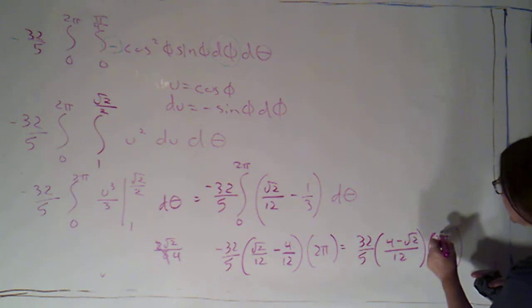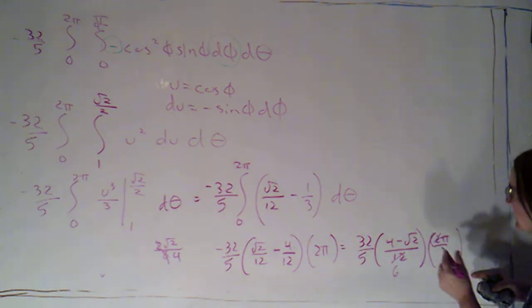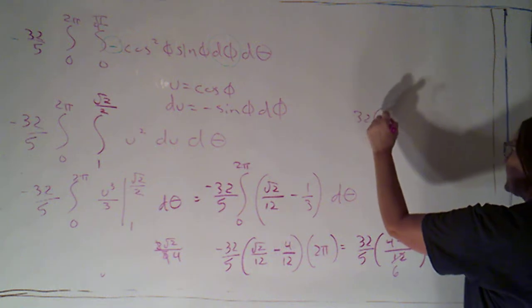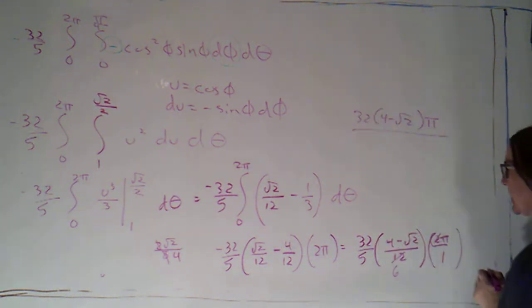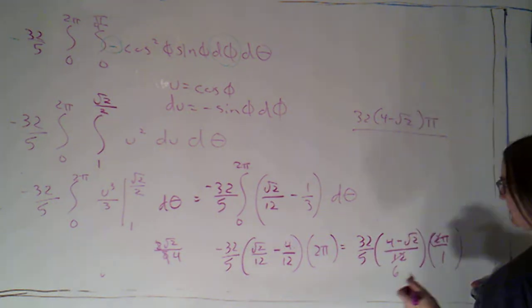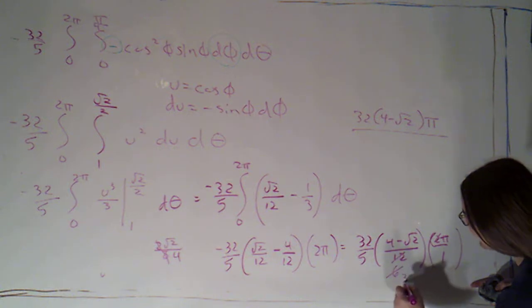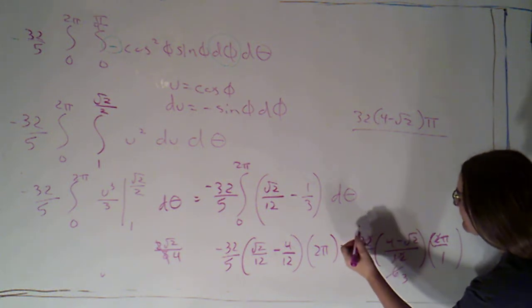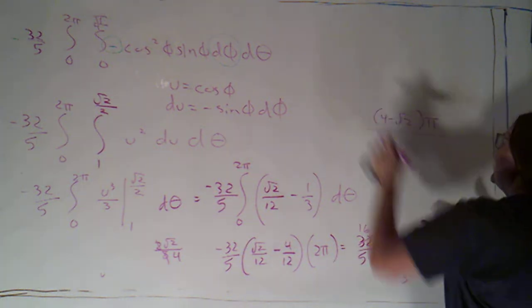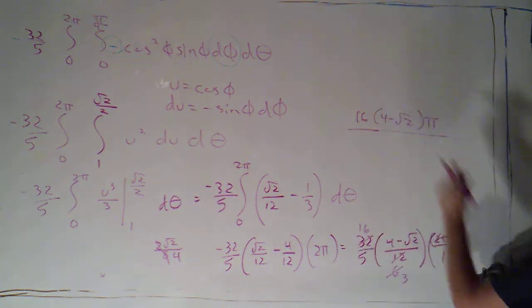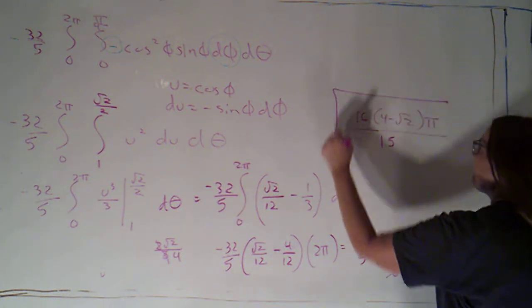Looks like I can cancel a 2 to get a 6 there. So that's going to leave me with 32 times 4 minus root 2 times pi all over, oh, I can cancel one more thing. Sorry, I can cancel another factor of 2. 16. Okay, so that's going to give me 16 times 4 minus root 2 times pi all over 15.